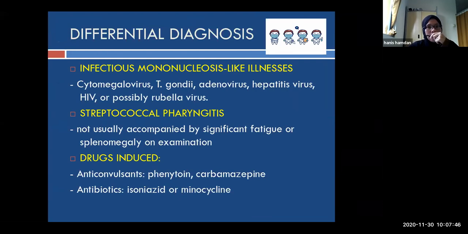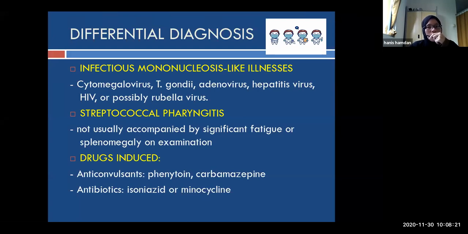Next is differential diagnosis. The first is infectious mononucleosis-like illness that can be caused by cytomegalovirus, Toxoplasma gondii, adenovirus, hepatitis virus, HIV, or possibly rubella virus. As for cytomegalovirus and HIV, it is almost impossible to differentiate them from infectious mononucleosis. Therefore, we need to do further diagnostic lab tests in order to confirm the diagnosis.